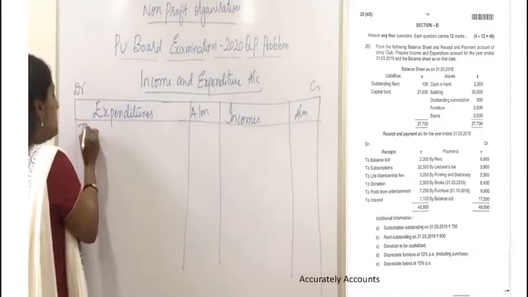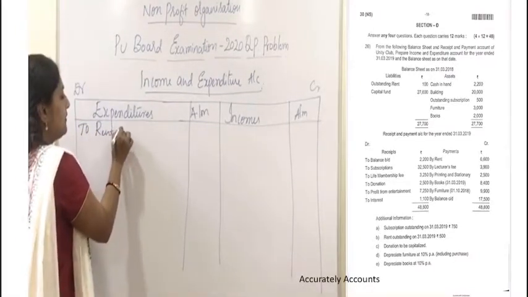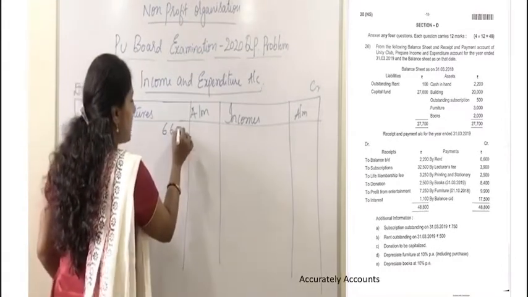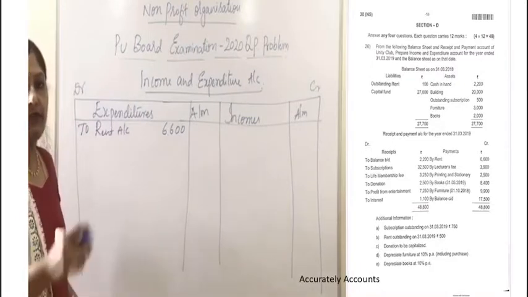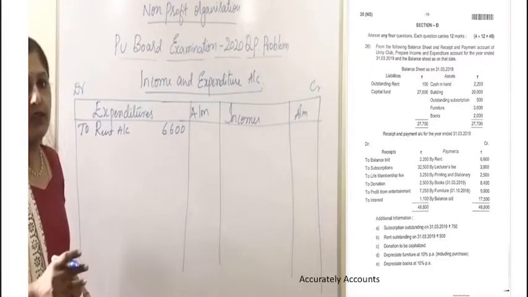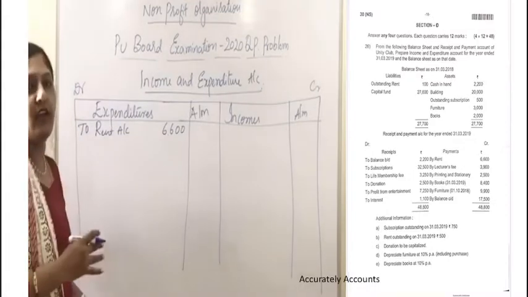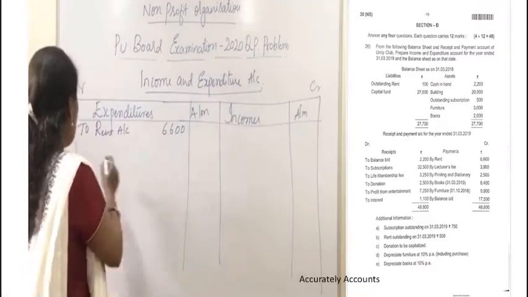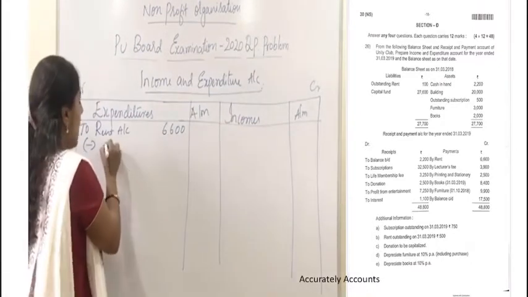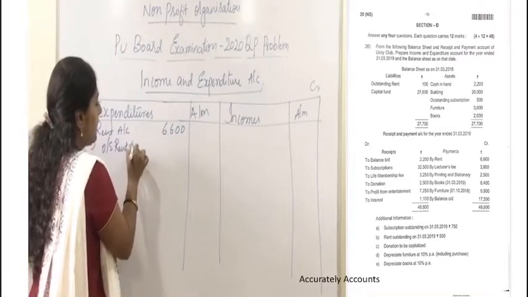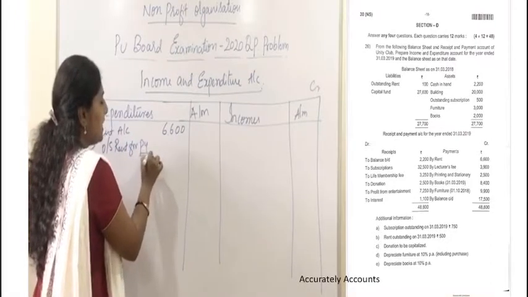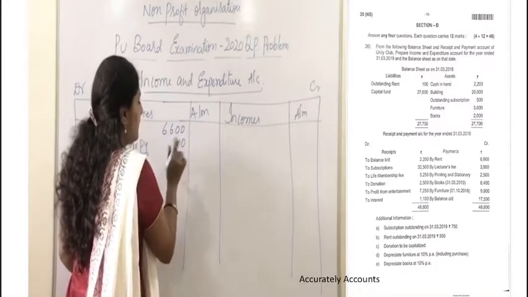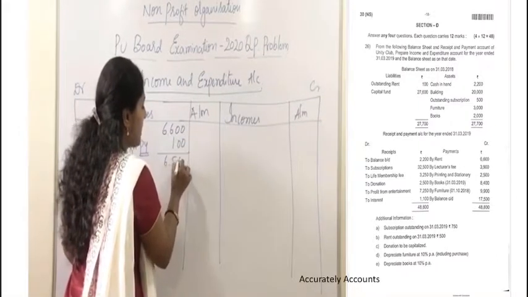So I'm going to write To Rent account, and within the inner column I'm going to mention the value of rent, which is 6,600. So this is the balance of rent for the current year. We have 2 different adjustments related to the rent. One is the outstanding rent for the previous year, and another one is the current year's outstanding rent. Now let me minus the outstanding rent for the previous year. So PE here refers to the previous year, which was rupees 100. So after deducting 100, the balance will be 6,500.